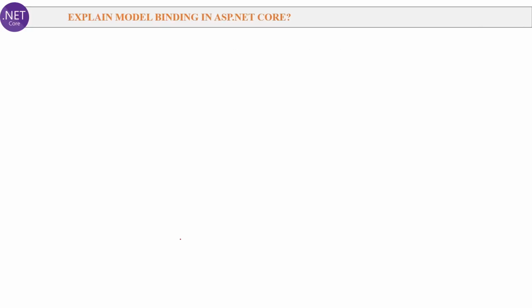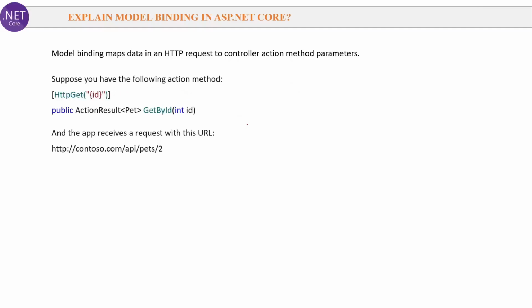Next question is explain model binding in ASP.NET Core. Model binding maps data in an HTTP request to controller action method parameters. Let's try to understand this with the help of a simple example. Suppose you have the following action method, GetById. Now a user will hit this URL. What will happen next?